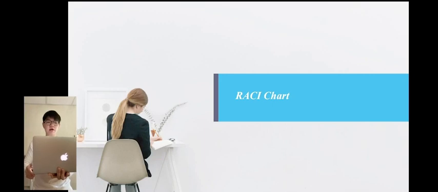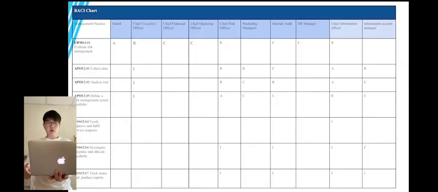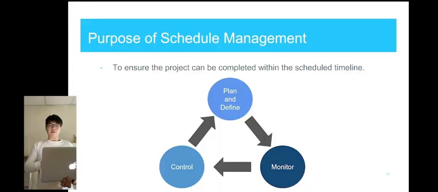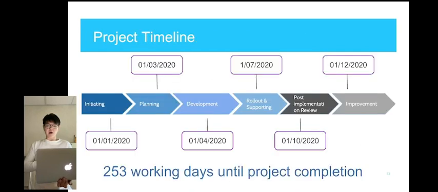So this is our RACI chart, and you can see who is responsible for which process, and all the stakeholders are listed as attached. So let's move on to the implementation plan. The purpose of schedule management is to ensure the project can be completed within the scheduled timeline, and these three components are very important for a project. And our project timeline should last for more than 1 year with 6 stages.